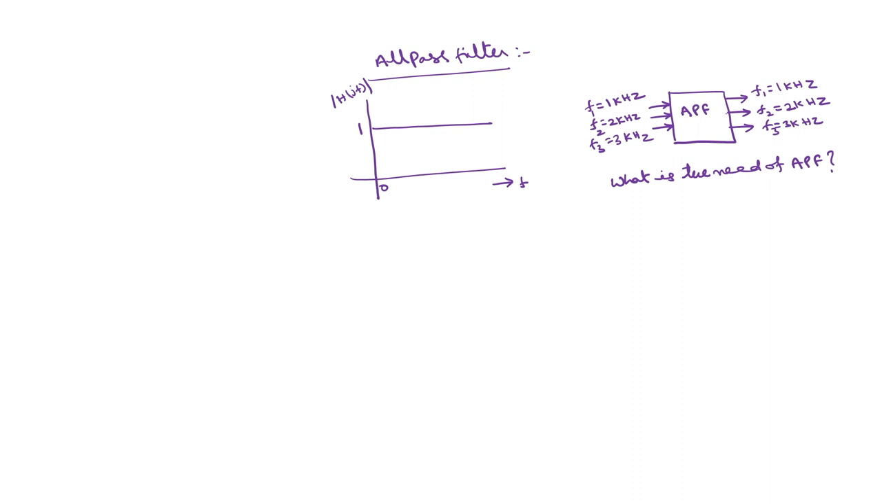So, for this all pass filter, the frequency response will be constant throughout the frequency band, but if I take the phase response phi of f, this varies depending upon the type of the filter. It may vary from 180 degrees to 0 or 0 to 180 degrees, depending upon the type of circuit that we are going to use. Means at different frequencies we will have different phase angles. This is f1, this much is the phase angle. At f2, this much. At f3, this much.